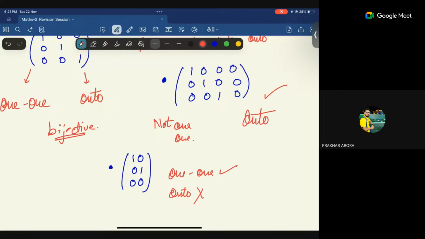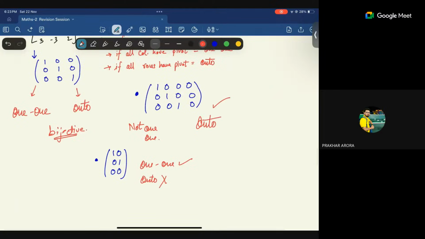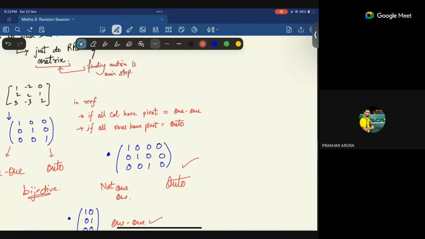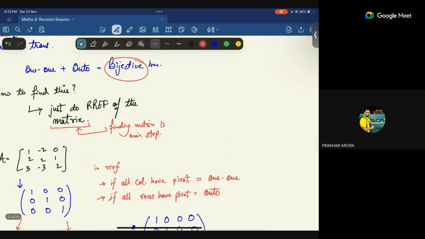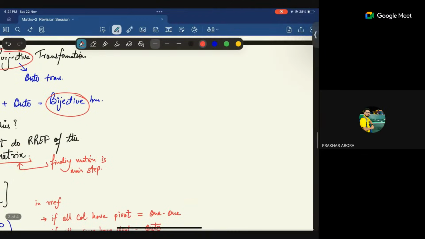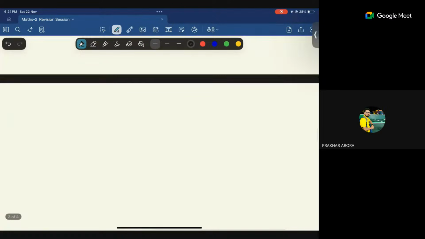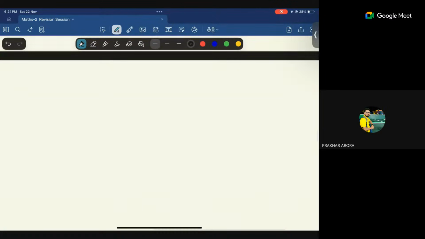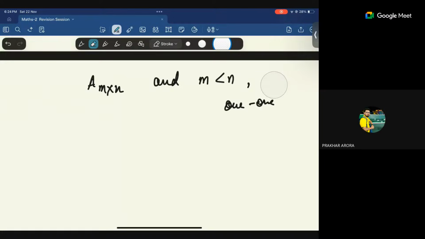Now in the exam, since this is so simple, there are two variations here. The first variation is that you have to find this matrix. The second variation is that it is given as statement based questions. They will say if A is m cross n, and m is less than n, is A 1 1? The question will be, can A be 1 1?